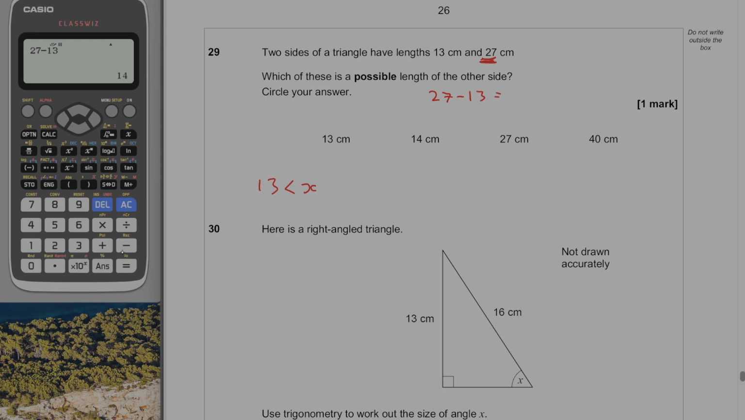Because if it was less than that, you'd have a 27, and then your other two sides wouldn't meet. So it's got to be greater than 14, but it's got to be less than... if you imagine 27 wasn't the longest side, 13 plus 27 is going to be equal to 40. So it's got to be less than 40 because, with the same principle, if that's the missing side, and we've got a 13 and a 27, they wouldn't meet.